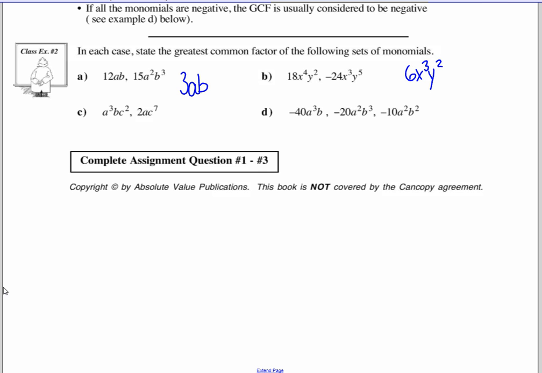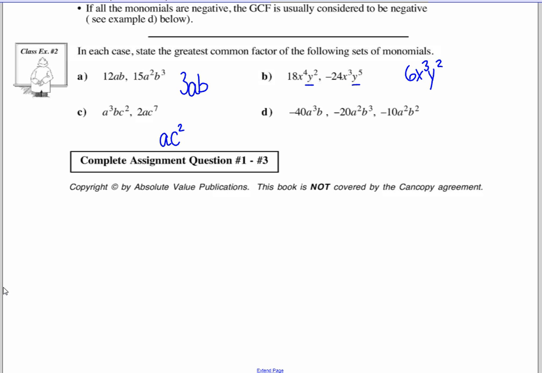Okay, so we look at both. There's y squared and y to the 5th, so we take the smaller one. Okay, so you take the smaller one since that's what you could pull out of both. Okay. The next one. What's the GCF for C? 1, right? 1 and 2 would just be 1. Do you have to write the 1? No. A cubed and A? A. Do they have a B in common? No. So no B's. How about C squared and C to the 7? C squared.